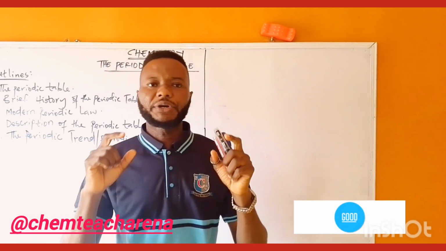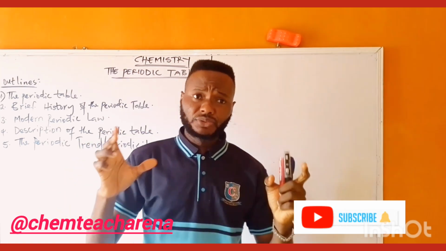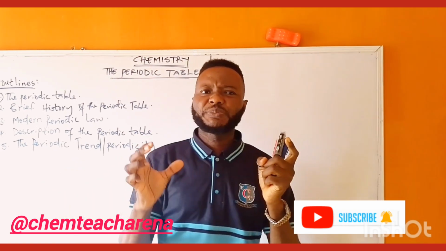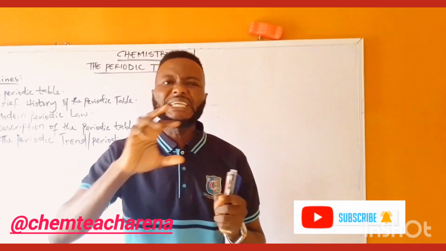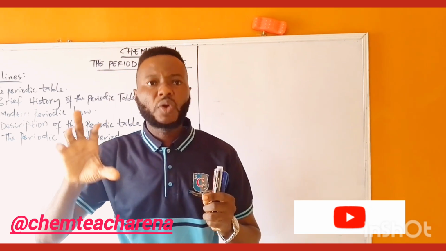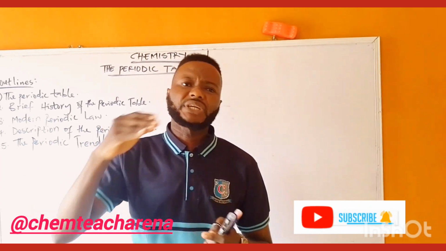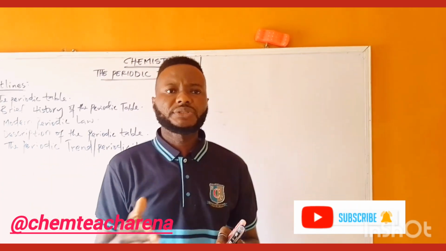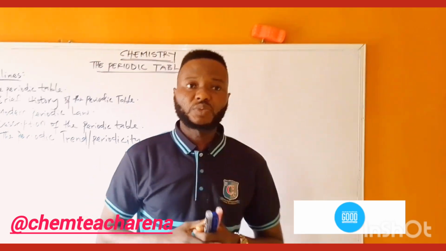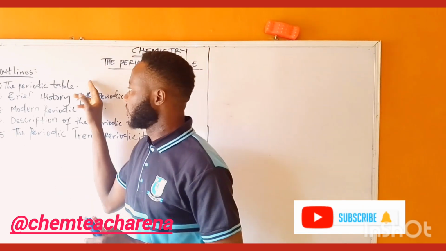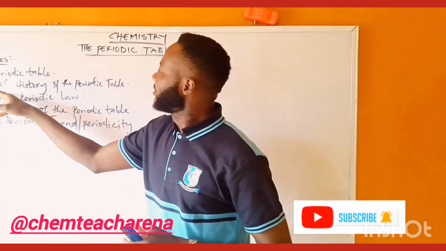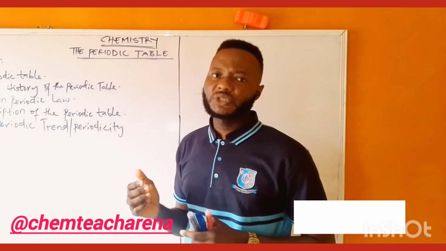We said that the periodic table is a table that contains the arrangement of chemical elements in vertical columns called the group and in horizontal rows called the what? The period. That is the periodic what? Table. Then we quickly look at a brief history of the periodic table.